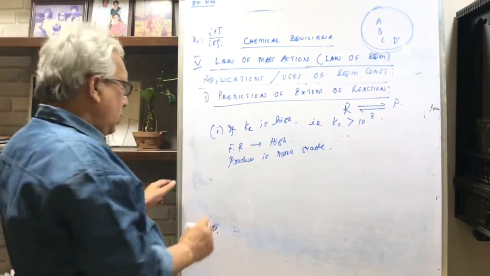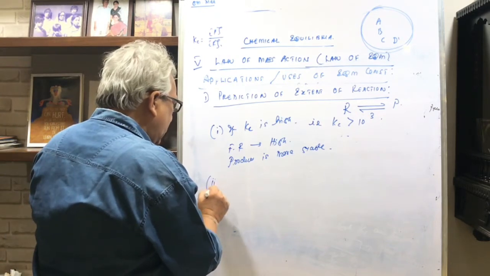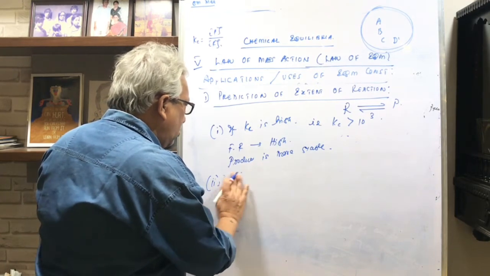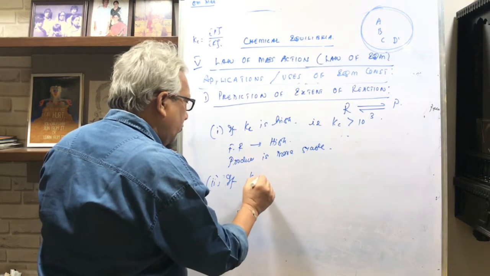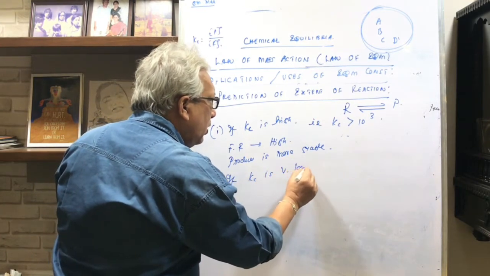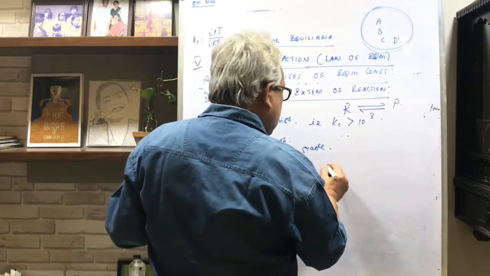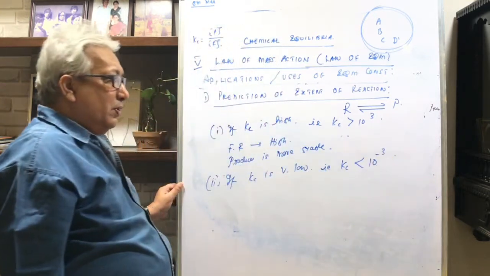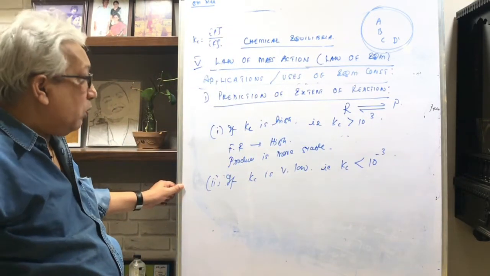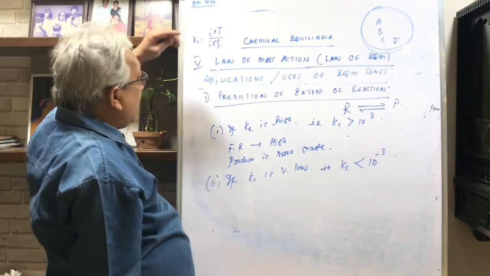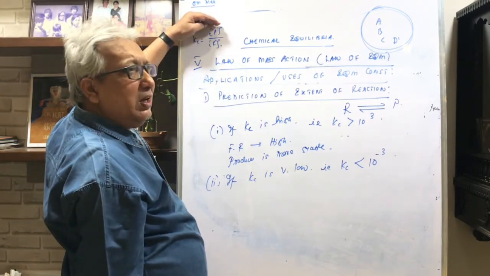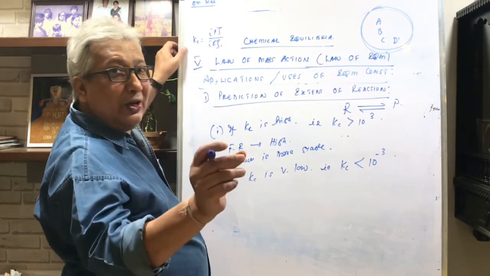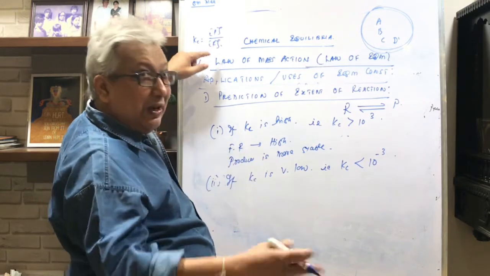This is the first point. The second point is, if the value of Kc is very low. Now you will ask me, what do you mean by very low? That is, the value of Kc is less than 10 raised to minus 3. It is even less than 10 raised to minus 3. So what does it mean? This means that at equilibrium, the amount of product is very less and the amount of reactant is very high. That is why this ratio is giving you in decimal 0.001 or even lesser than that.